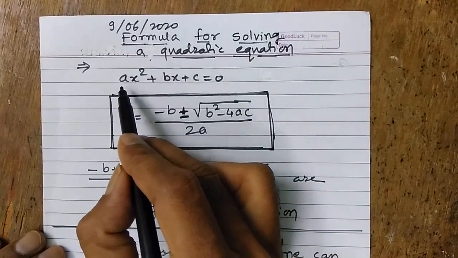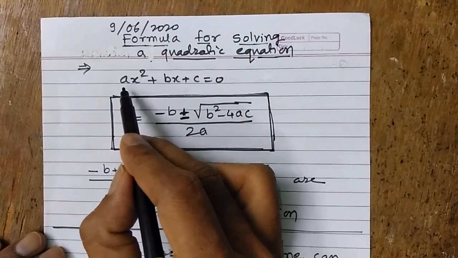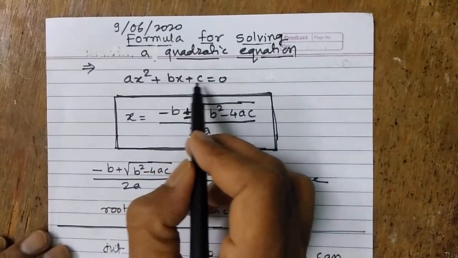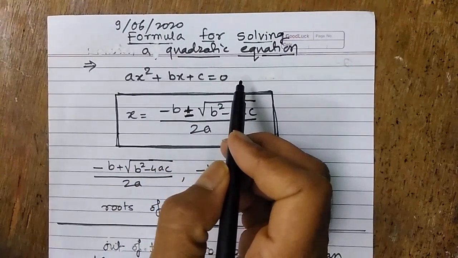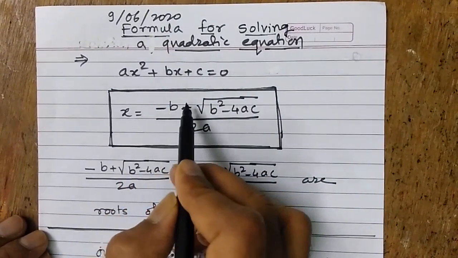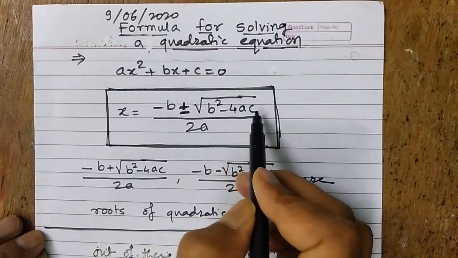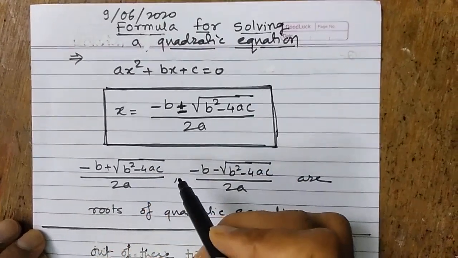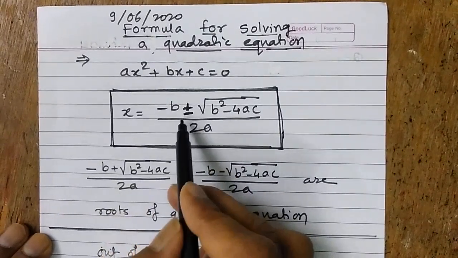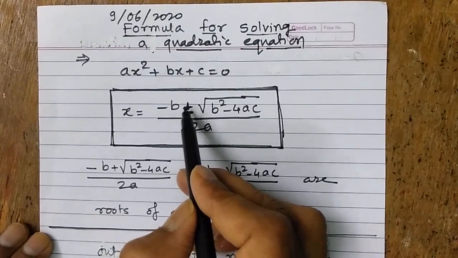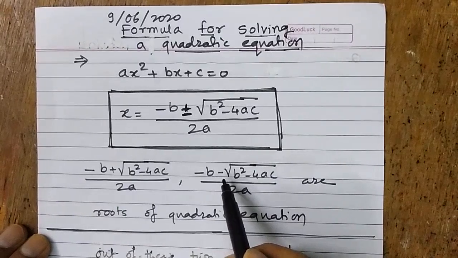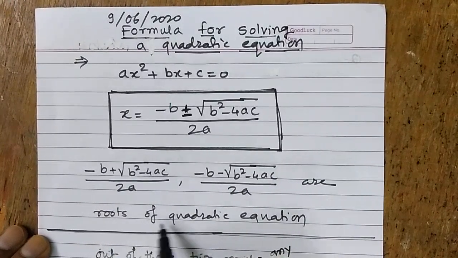Yesterday we saw the solution of the standard form of the quadratic equation ax square plus bx plus c is equal to 0 by the completing the square method, and the solution we have written in this way: x is equal to minus b plus or minus under root of b square minus 4ac, and the whole divided by 2a. When we separate these two, we get two roots. First I have written with the positive value and second with the negative value. That means these two are the roots of the quadratic equation.